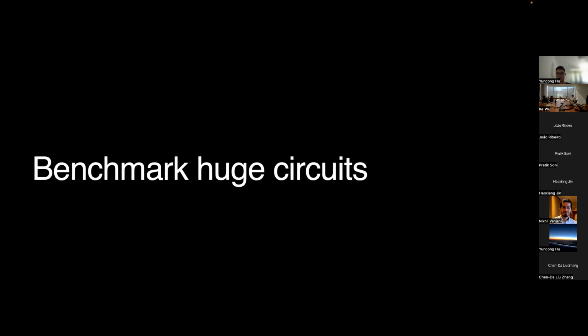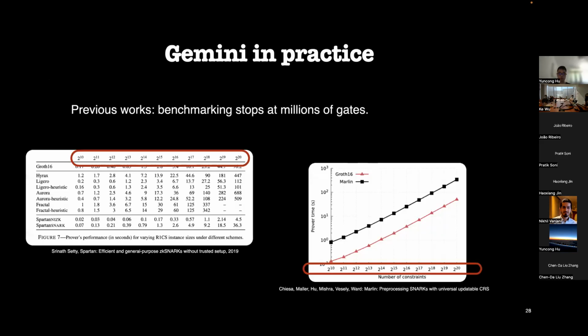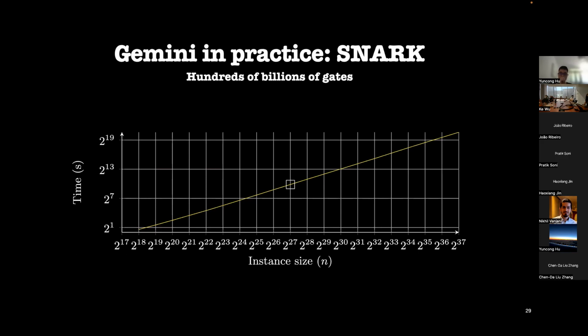And finally, I want to show some benchmark results. Many prior works like Marlin, Spartan, and Plonk all stop at millions of gates, like 2 to the 20. But in Gemini, we actually support hundreds of billions of gates. We can even support 2 to the 77. I mean, that's a large instance.